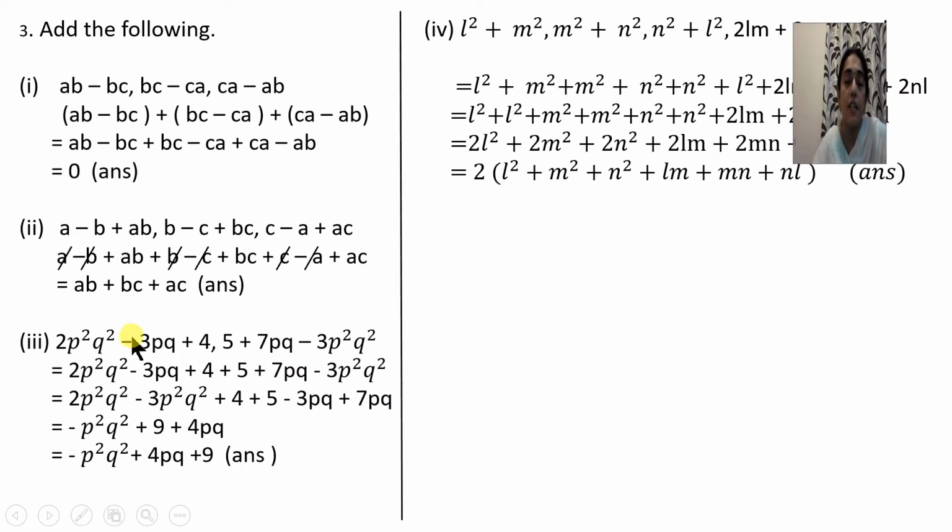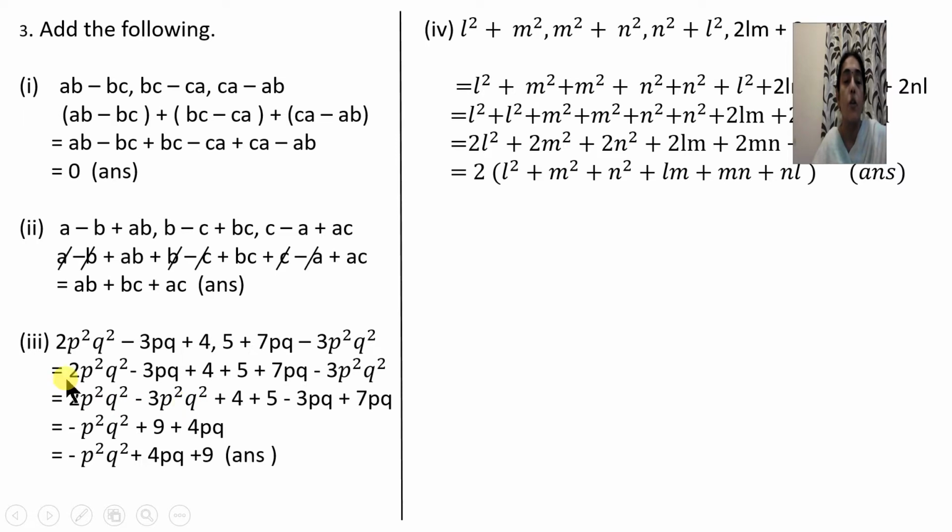After this, now pay attention. You have to collect the like terms. See, here they are all unlike. Here also they are all unlike. But when you are adding them, then you will collect the like terms. So I will make the like terms come together.